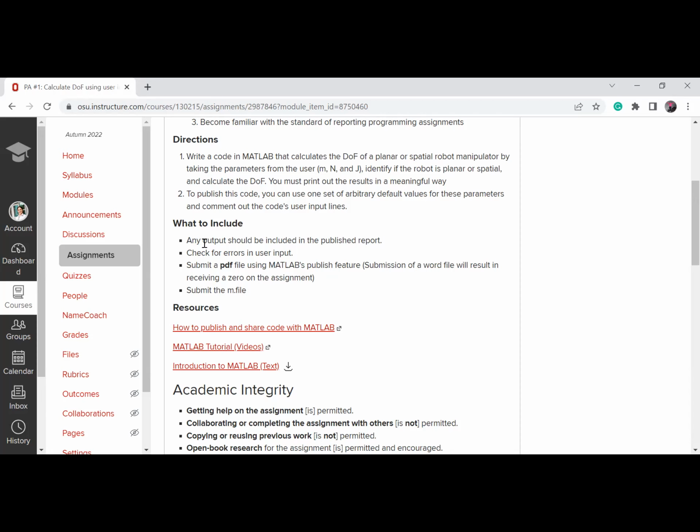Now, if you don't know how to do this, that's the time. This assignment is for you to brush up your coding skills. I added some resources for you to go through. You should be able to work with this.